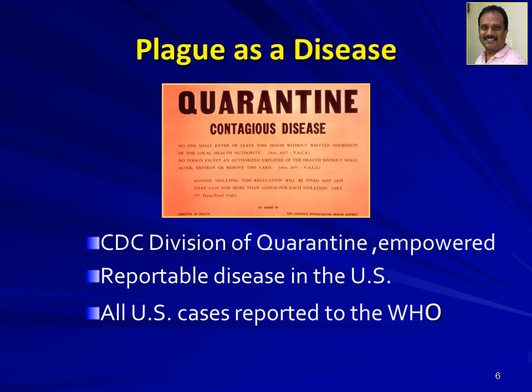Plague has got its own importance. The CDC, the Centers for Disease Control, Division of Quarantine, is empowered to detain and contain the patients related to this disease. This is a reportable disease in the US and almost all the world. All US cases have to be reported to the WHO. Not only that, all the countries anywhere in the world have to report them to the WHO and the CDC Division of Quarantine.